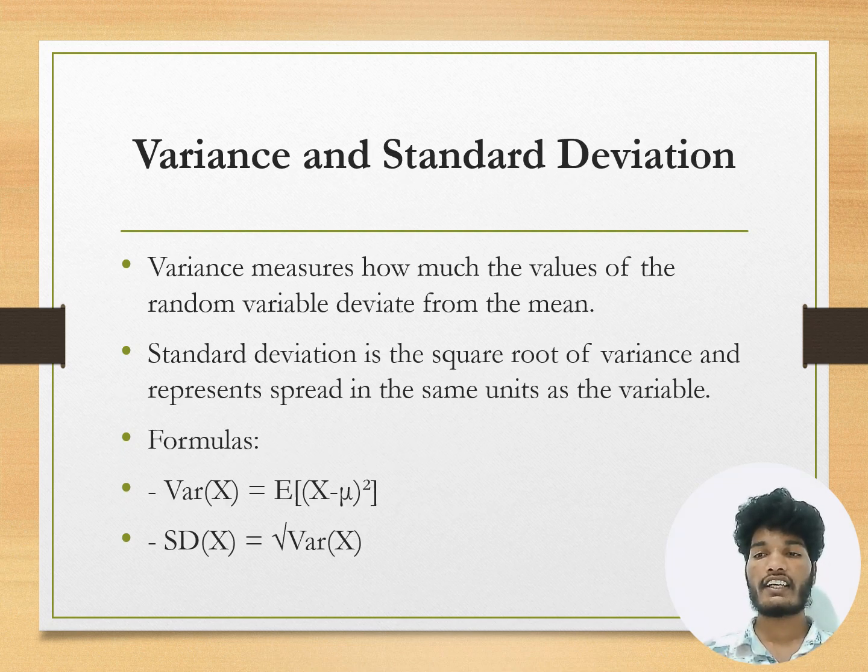Another is variance and standard deviation. Variance measures how much the value of the random variable deviates from the mean. Standard deviation is the square root of variance. The formula for variance of X is equal to the expectation of (X minus mu) whole squared, and standard deviation is the square root of the variance of X.